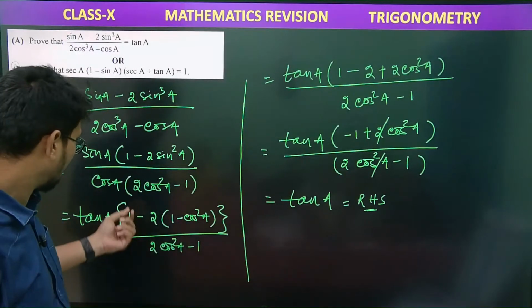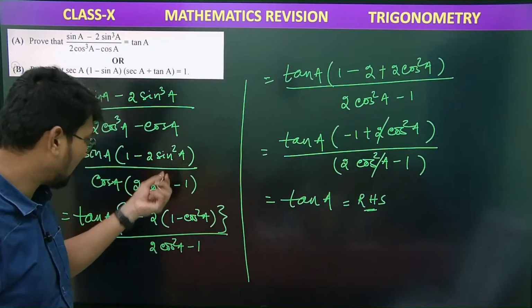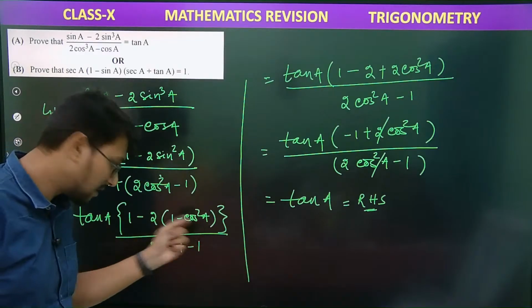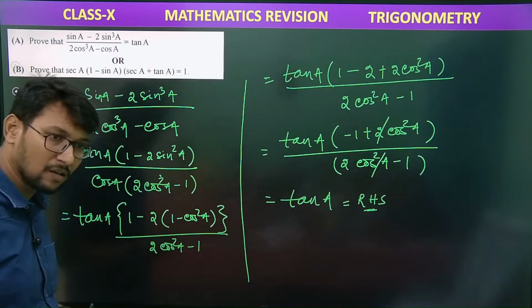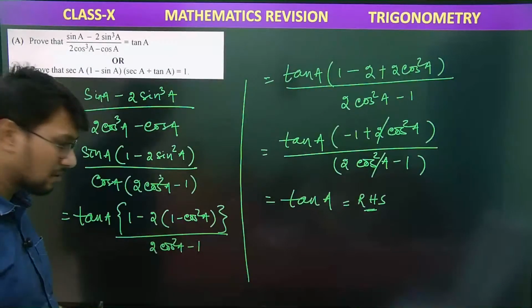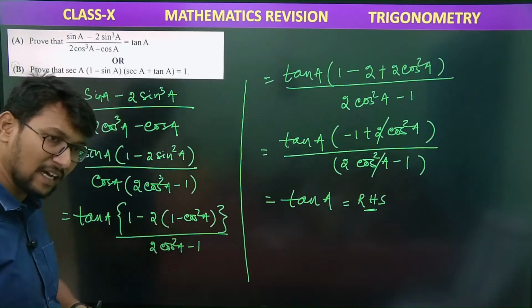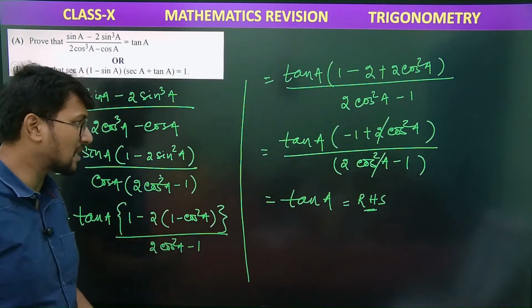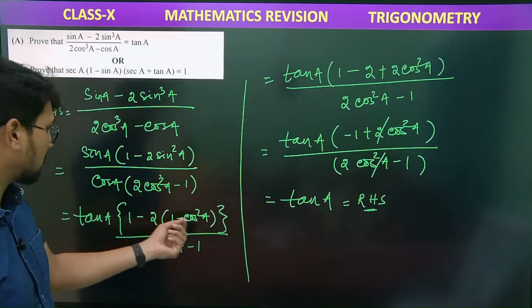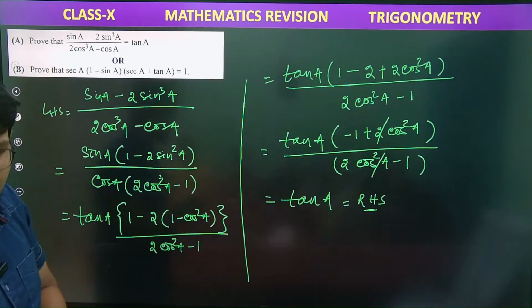Look. Sin square A can be written as 1 minus cos square A. This 2 will be multiplied or not? Put a 1 minus 2. 2 is multiplied here. Now minus 2 into 1 is how much? Minus 2. Minus minus is plus, so 2 cos square A. Are you getting it, everyone?